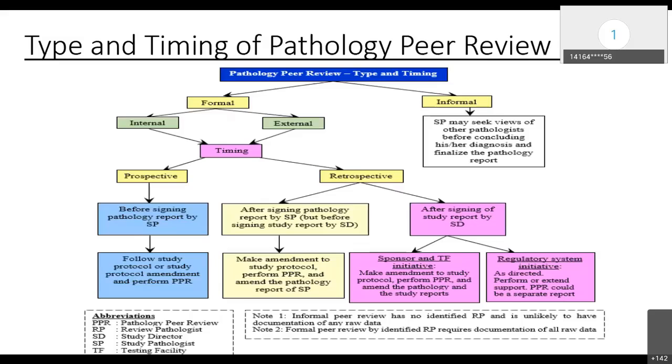For internal peer review, you have a senior or expert pathologist within the GLP facility employed by the organization, and he or she conducts the peer review. In a similar way, when it is external, the company hires an external peer review pathologist, and then, depending on the timing, whether it is to be done prospectively or retrospectively, it is further processed.